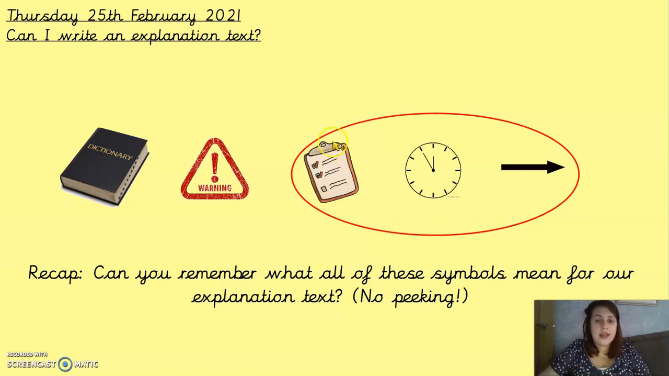Okay, so this symbol is for things that you can do to prepare for the disaster. The clock is for what to do during, and the arrow is what to do afterwards. So hopefully you remembered all those 3, and those 3 are the ones that we are going to be writing today. So we are going to be carrying on with where we got to yesterday.